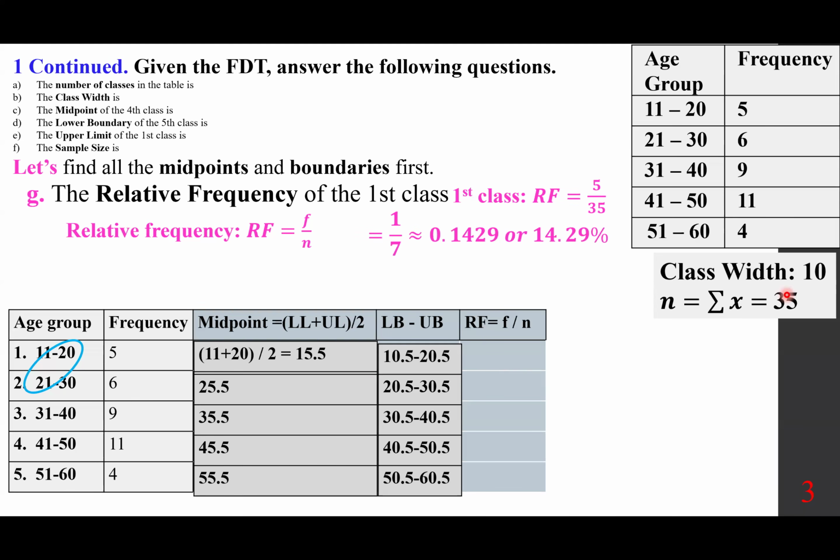Now, they may ask for relative frequency or percent frequency. Then you go with 14.29%, depending upon how they want it. So this is 1 over 7. Always go with a precise answer. If they don't tell you how many decimals, you have to go with the precise answer. What about the others? 6 over 35, 9 over 35, 11 over 35, 4 over 35. Those are the ones, very straightforward, everybody.